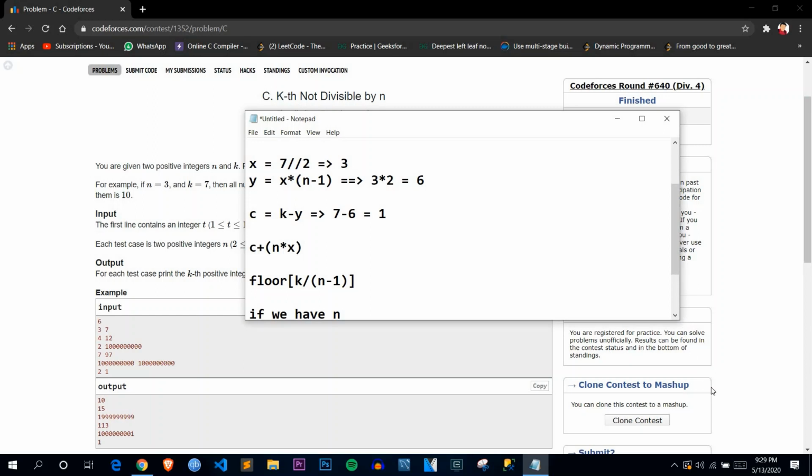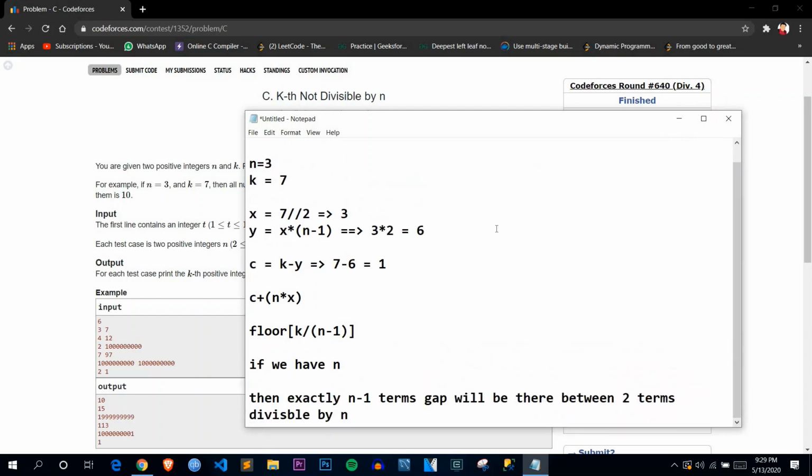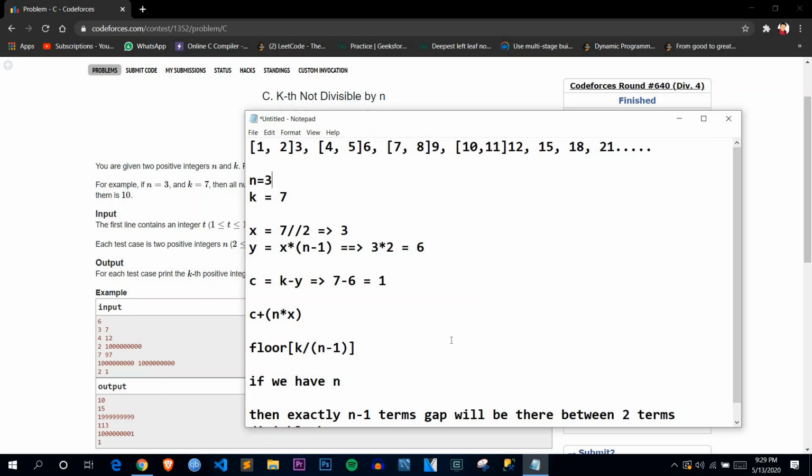So if we just look at it closely, you can just try to run it and see how this is working. First of all, we are checking by doing the calculation of x that after which segment our value lies, and then we are calculating this y value. This means that n minus 1 into x, this value after subtracting from the k value, we will find out which exact position in the x plus 1th segment our answer lies within. Okay, that makes sense, right?